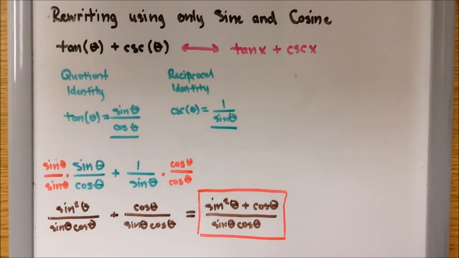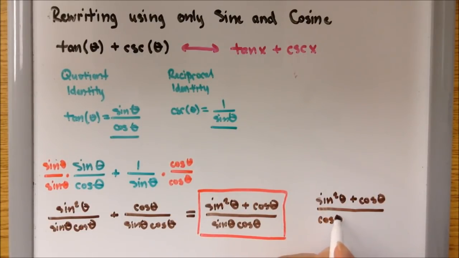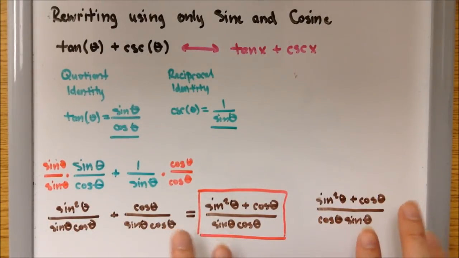Now, there's a little note I want to add. What happens if, instead of sine cosine on the bottom, I rewrite the answer as sine squared theta plus cosine theta over cosine theta sine theta? What happens if we have something like that? Well, then all I can say is it's okay. All I did was switch the factors in the denominator.